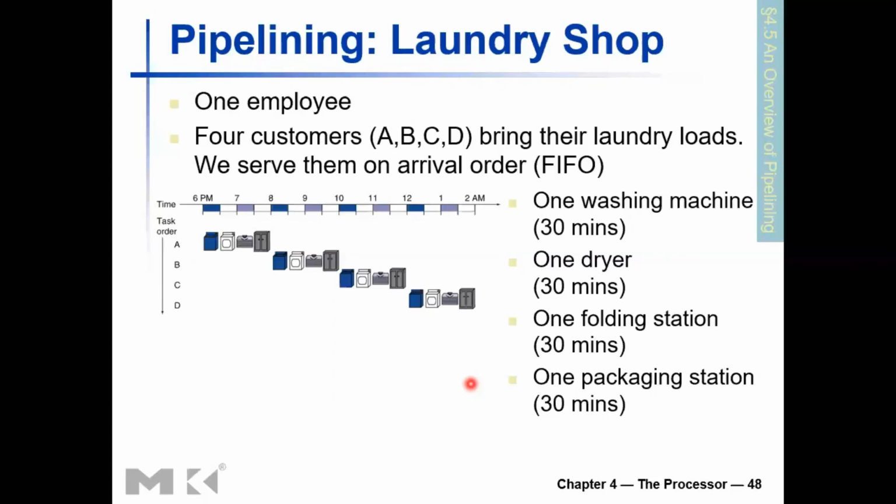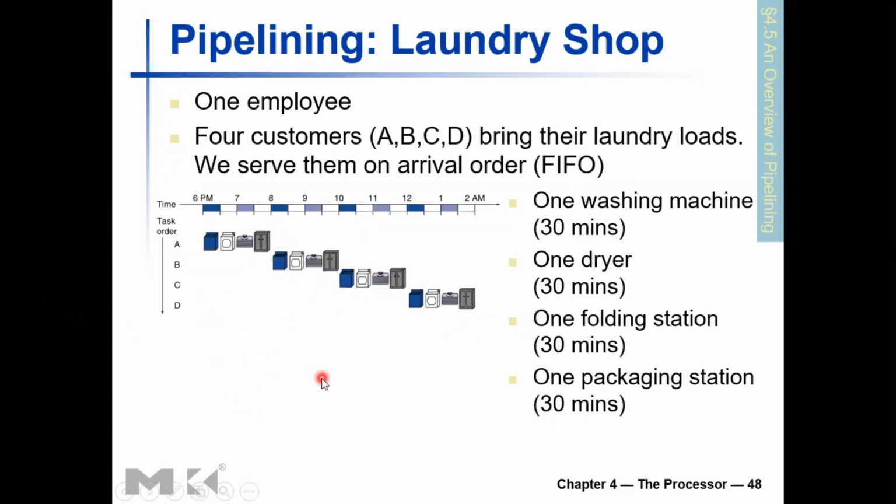Whoever comes first will be served first. Next one will have to wait until the first customer gets their job done. So you can see in this little chart, these 4 customers have brought their loads to be washed, laundered, and we start at 6 p.m. and each customer has to wait until the previous one finishes.